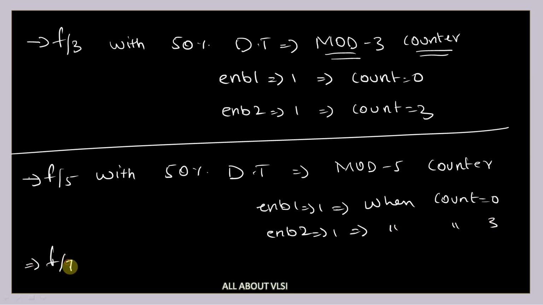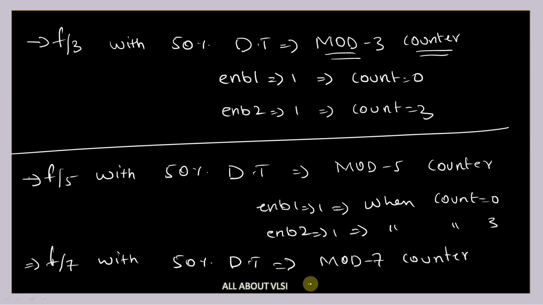And if I want to consider F by 7 with 50% duty cycle, then I am going to consider a mod 7 counter with enable 2 signal becoming 1 when my count is equal to 4, and my enable 1 signal will become 1 when my count is equal to 0. This is how I am going to achieve frequency division with 50% duty cycle.